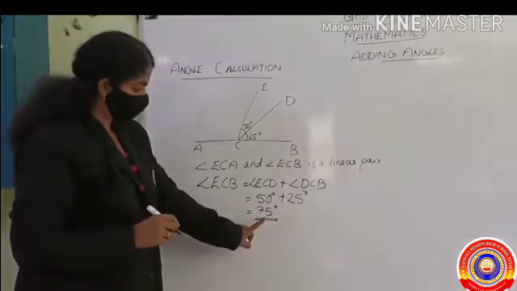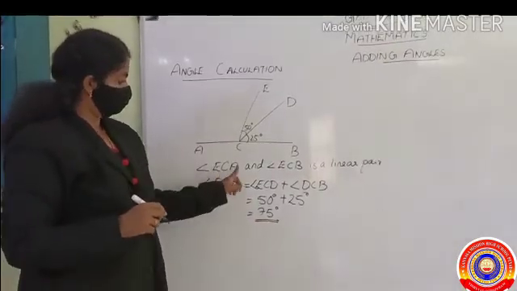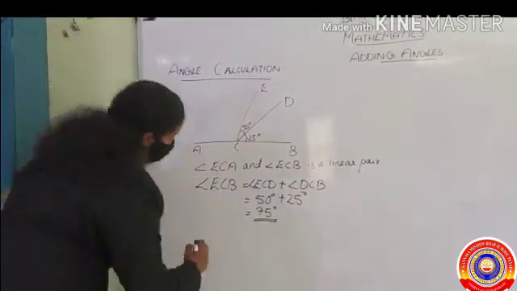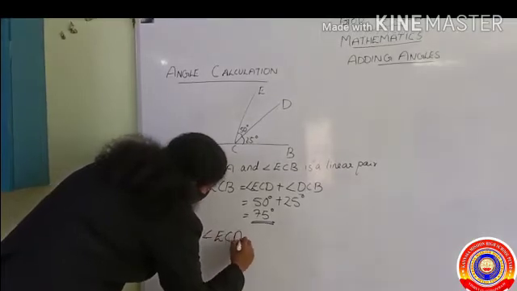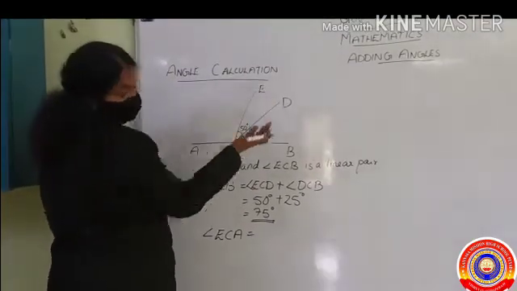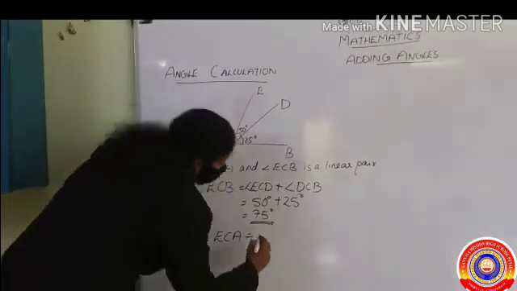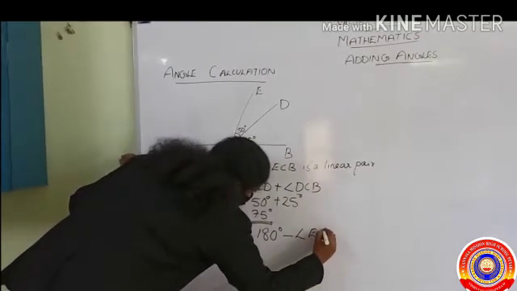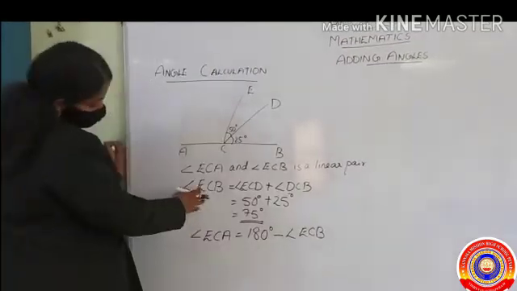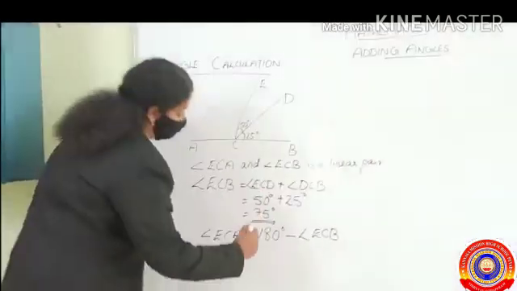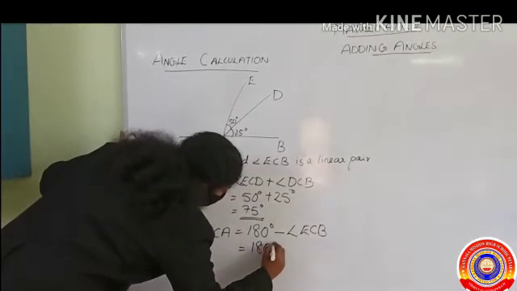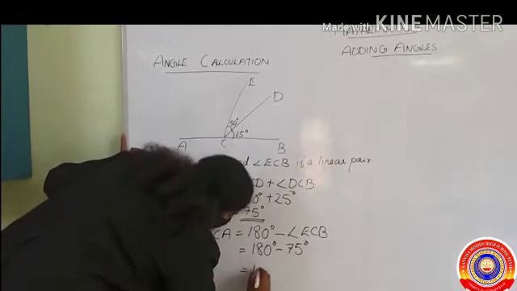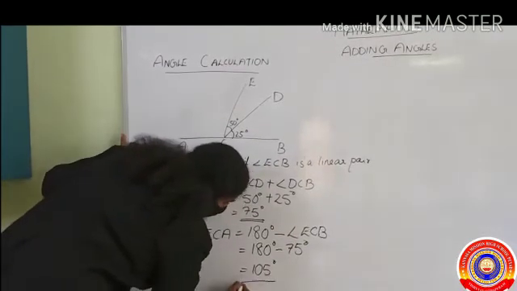Next, we want to find the angle ECA. Since angle ECA and ECB is a linear pair, angle ECA is equal to 180 degree minus angle ECB. So, we got angle ECB as 75 degree, 180 degree minus 75 degree. That's equal to 105 degree.